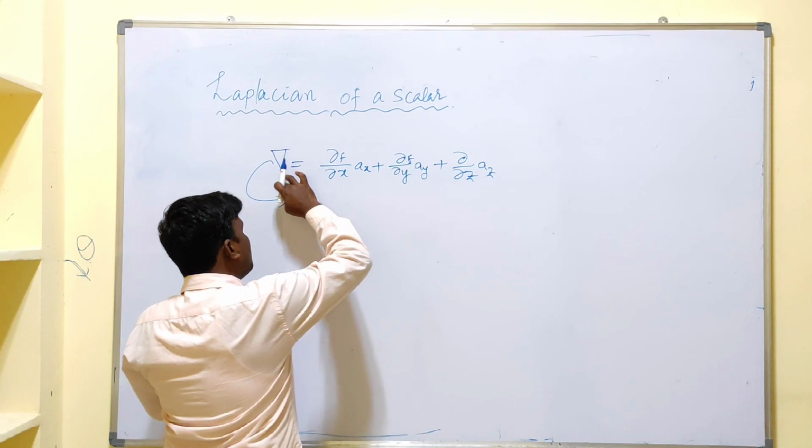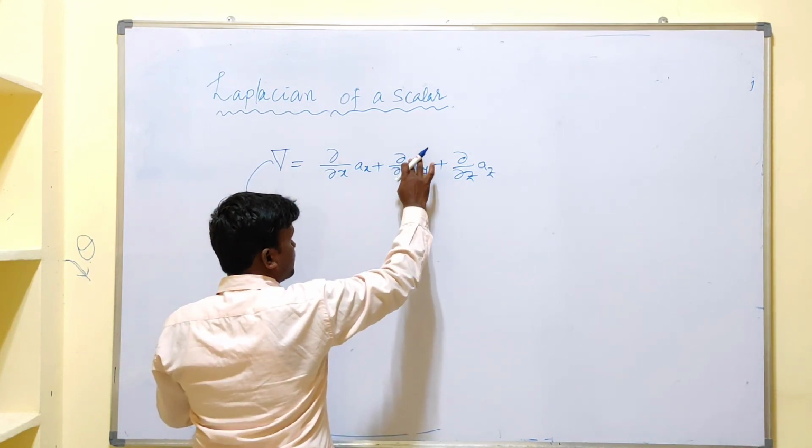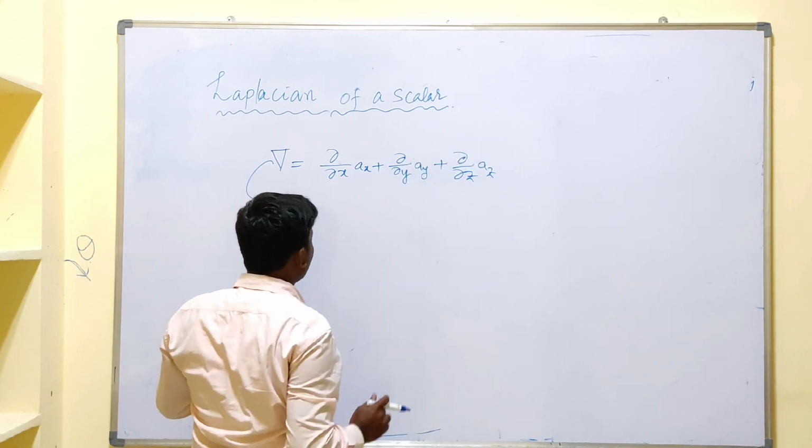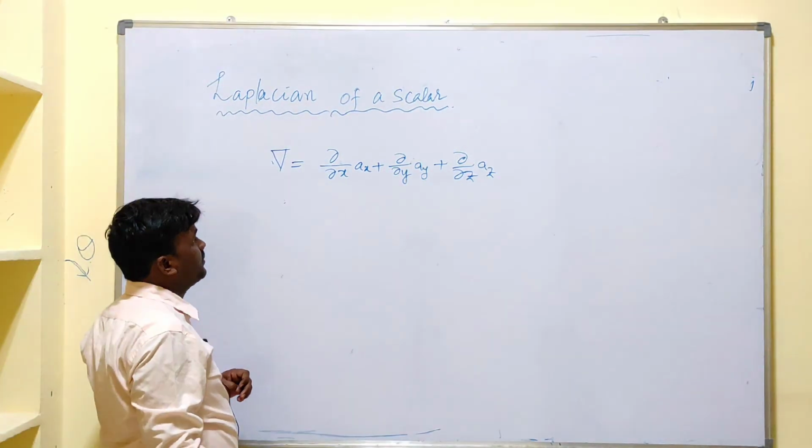If I remove this f, I have this operator. This operator is called the del operator or nabla operator.